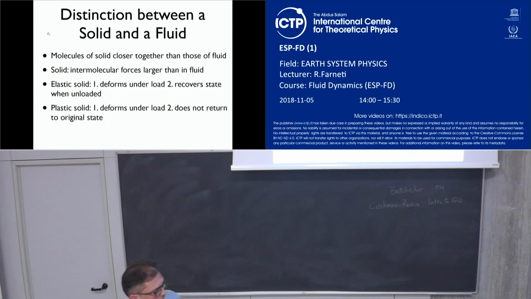A good example could be some solid that deforms when you apply a force. When you remove the force, it goes back to the original shape. That's an elastic solid. A plastic solid deforms under the load and does not return to the original state. So it changes and it goes into a new equilibrium state after you apply the force, but it's still a solid. It doesn't deform continuously when acted on by a shear stress. It breaks into a new state, but not continuously.